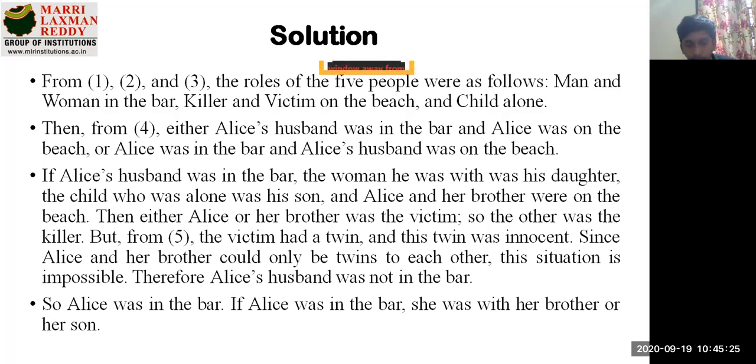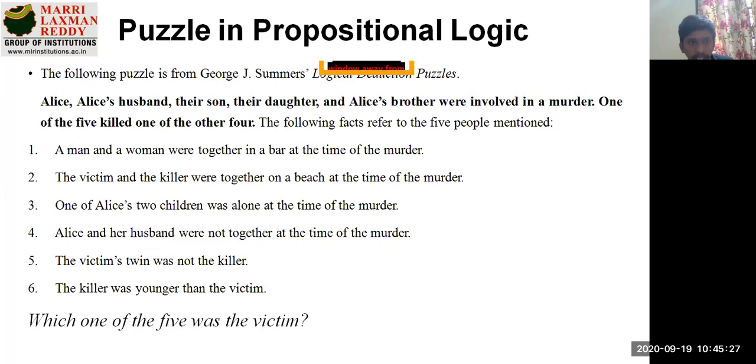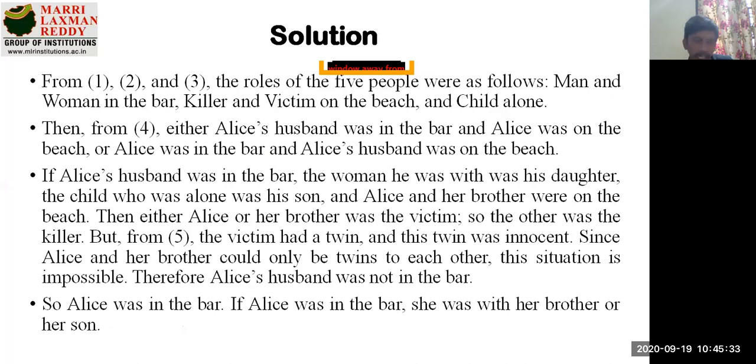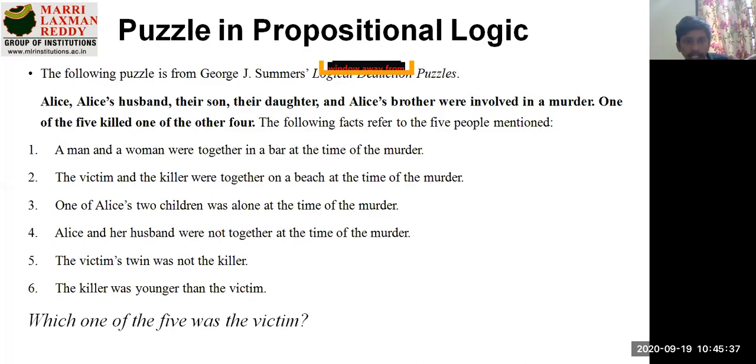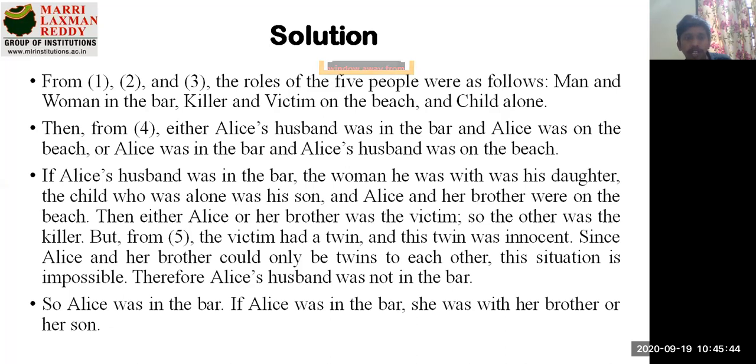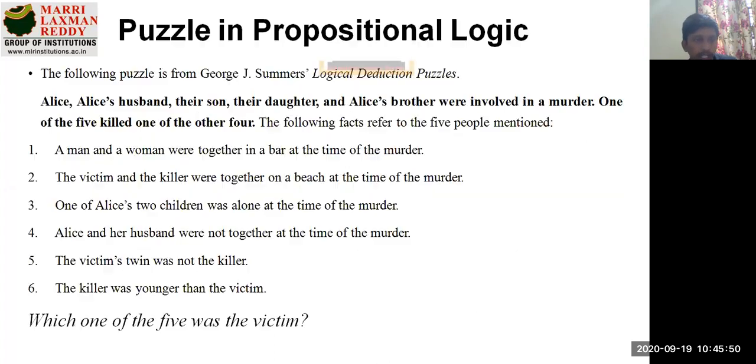So initially, from points 1, 2 and 3, they are specifying that there are 5 people, and in the first line it is said that there is a man and a woman. That is the first understanding according to the given question. Next, there is a killer and a victim on the beach, and there is a child alone. That is the first understanding from the three statements given in the question.